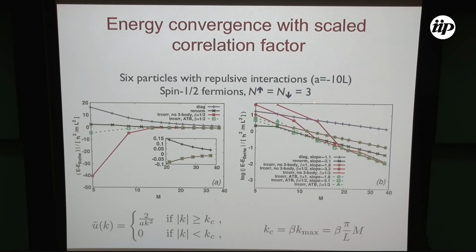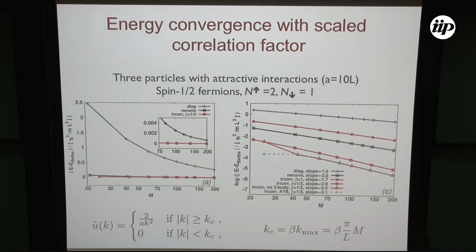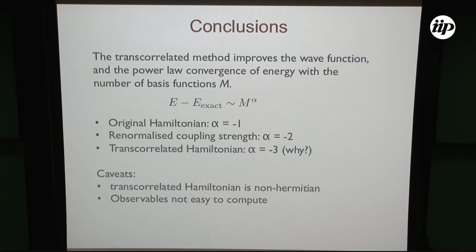Now, for example, for 3 particles here, or for 6 particles, we should only really have an m to the -2, but we very clearly have an m to the -3, a slope of -3. So that is a little bit surprising. So the transcorrelated approach summary is it works very well, even for many particles, but we can't quite explain why it is as good as it is.